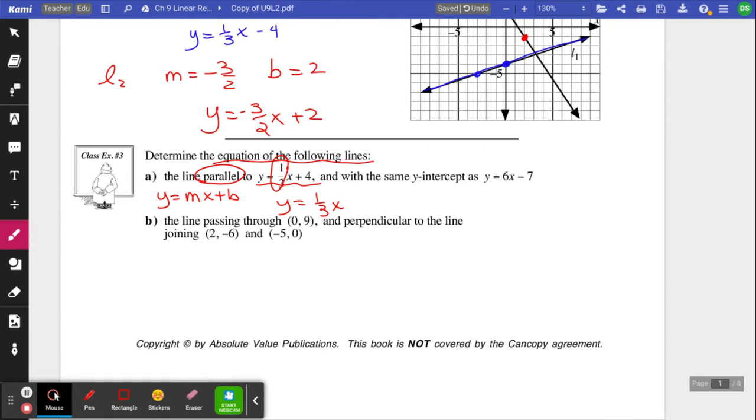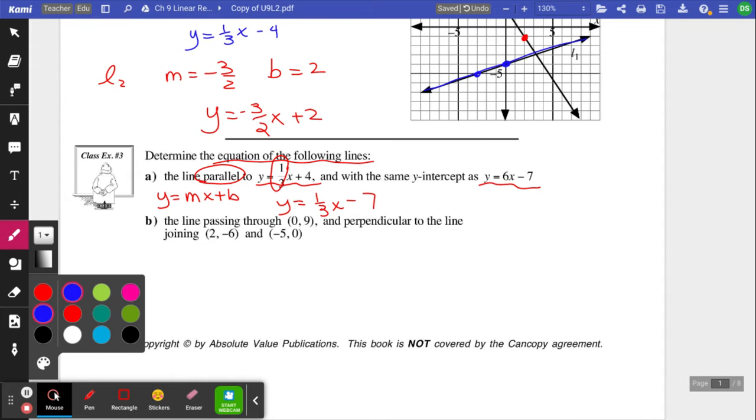What about the y-intercept? It says parallel to that one, and it has the same y-intercept as this line. So which part of that should I use? Boom, done. You understand? You're writing your own line, but you're using information from the two lines they gave you. All right, see what else they can throw at us.